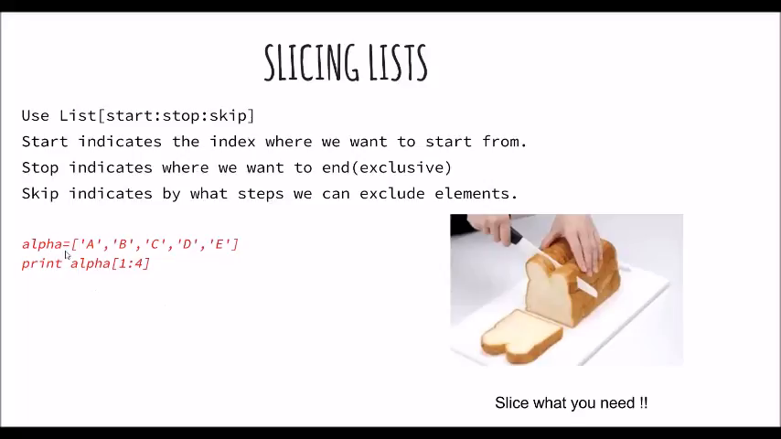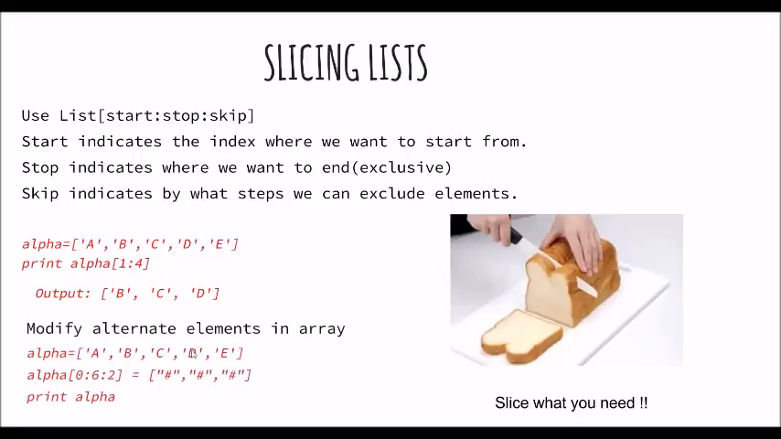So you have a list alpha, A, B, C, D, and E, and you want to print from the 1st to the 4th element. So first to the 3rd element. So let's see what happens. Python prints from the element at position 1, that's starting index 1, 2, 3, and it says 4, but it's exclusive, so it would only print till the 3rd index here. So that's why you have B, C, and D.